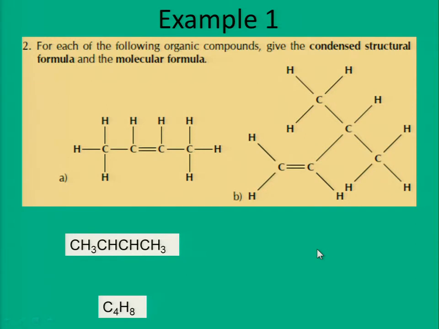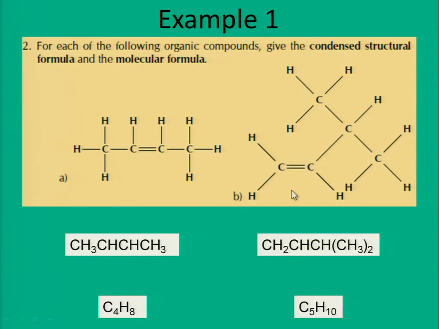For each of the following organic compounds, give the condensed structural formula and the molecular formula. So for the first one, a condensed structural formula means you do not show the bonds, you just write the groups together. So you have a CH3 group, there it is. CH, there it is. CH, there you go. And then CH3. And the molecular formula, where you just count the amount of carbons and hydrogens.